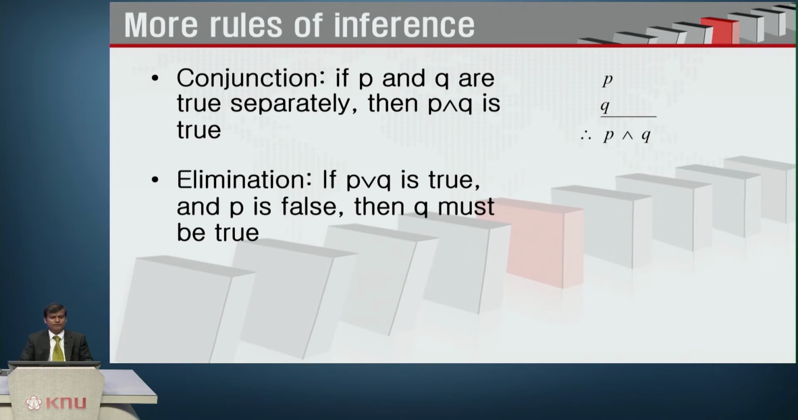Elimination. If P or Q is true and P is false, then Q must be true. Got it? Yeah, that's a basic logic OR. So we are given the condition that P or Q is true. You know that P or Q is true, but you also know negation of P, or in other words P is false. If P is false, definitely Q has to be true.